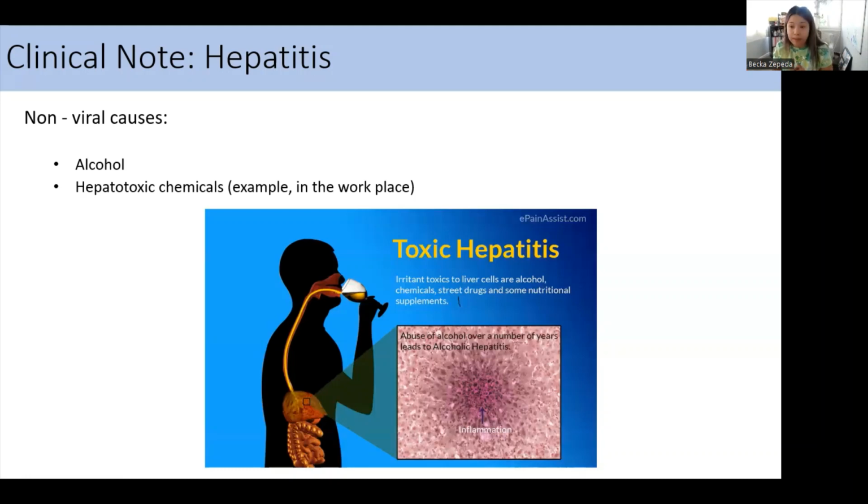Certain supplements can also be toxic to the liver, as well as workplace toxins. A certain chemical in dry cleaning solvent can be toxic to the liver, as well as chemicals that are used to make plastics. Herbicides and other industrial products can lead to hepatitis if you're exposed to them long term.